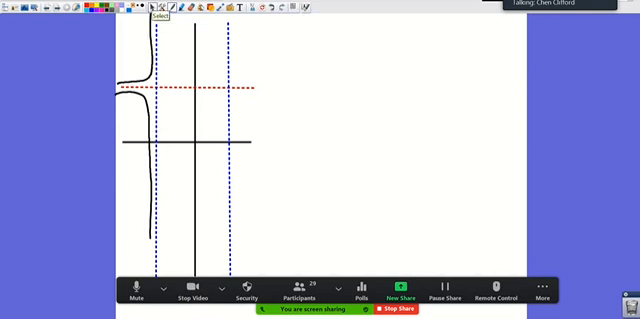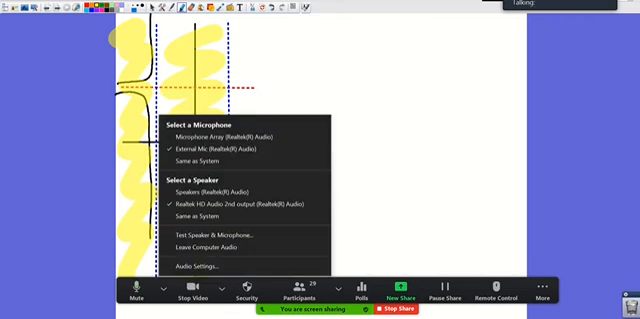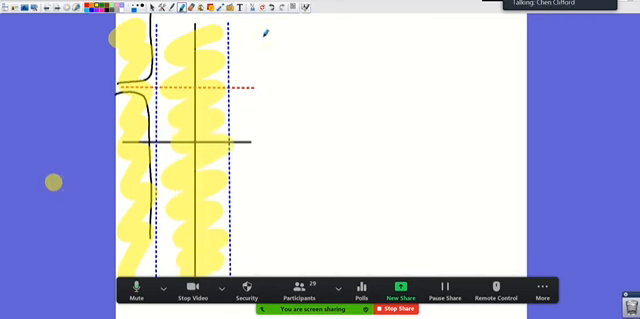I'm going to call this whole thing right here zone 1. Those are options for zone 1. Now I'm going to call this zone 2, and this is going to be zone 3. So that's a possibility for zone 1. Here are some possibilities for zone 3. Same idea.